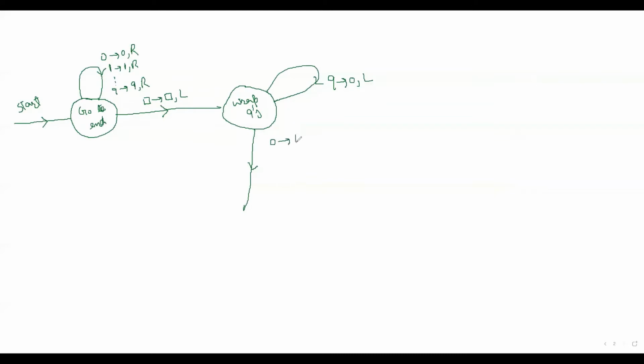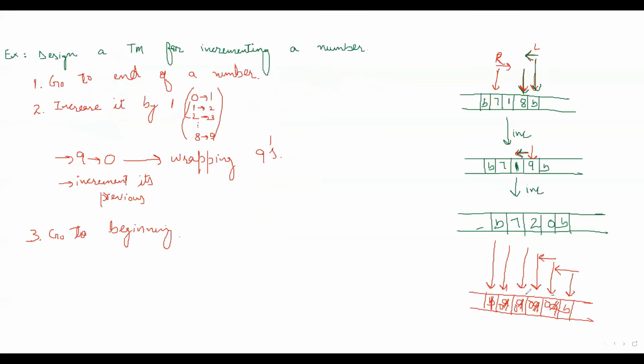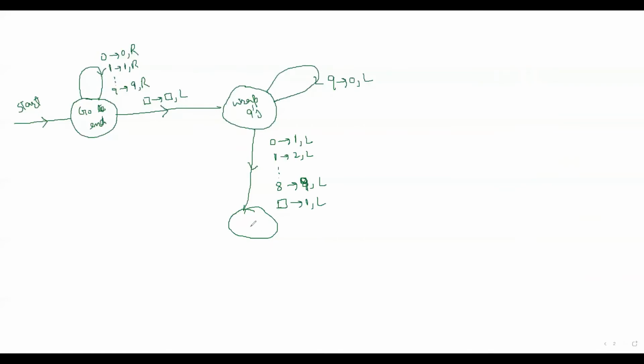If it is 0, replace it with 1 and move left. If it is 1, replace it with 2, move left. Likewise, if it is 8, replace it with 9 and move left. So that means up to this point, when I am in this state, I have incremented the number. Okay. And also you have to remember, if it is blank, replace it with 1 and move left. Okay. So this blank will be the case when all are 9s. Then we have to replace this blank by 1. Right. So now we are here.